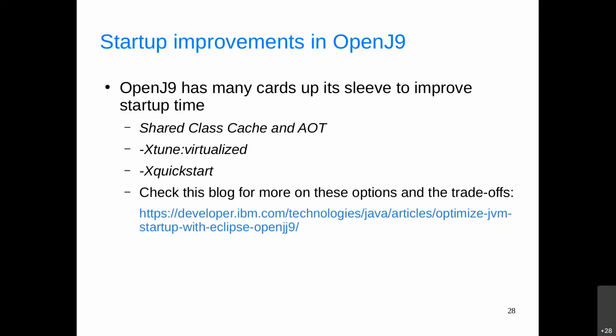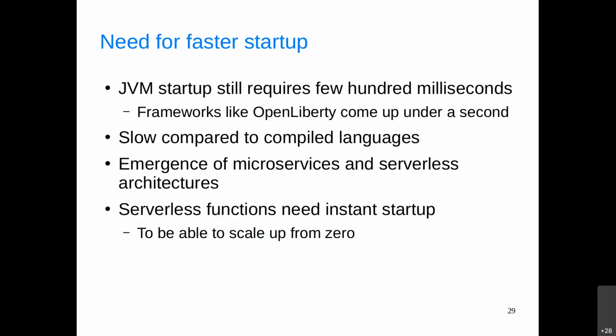So in spite of all these improvements, the startup time of the JVM is still of the order of a few hundred milliseconds. And if you talk about frameworks like OpenLiberty, they can take close to a second to start up. And this is still considered slow compared to the compiled languages.